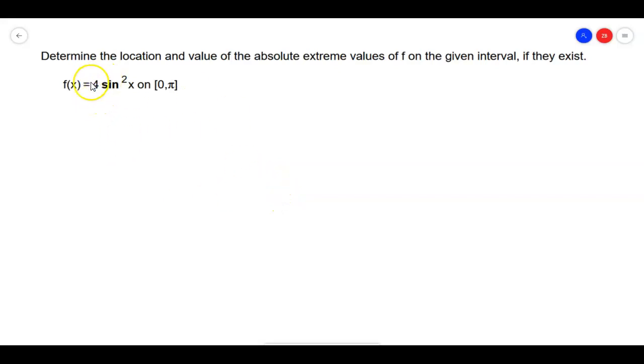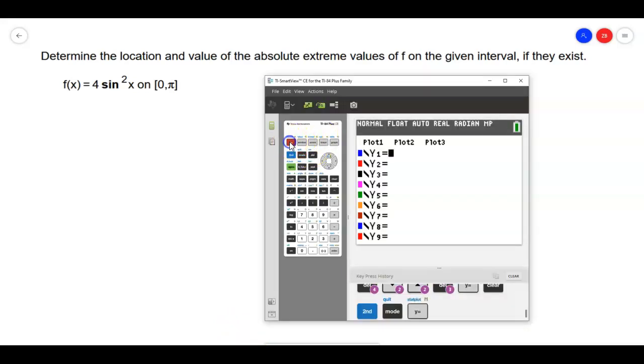The first thing I like to do whenever they're asking for either the absolute or the local values is go ahead and put that into our calculator and set our window with whatever interval they're giving us, just so we can get an idea of what values we're looking for. So go to the calculator, go to y equals. Now remember, when they do sine squared of x, that's just shorthand for sine of x quantity squared. So it's much easier to write it as that.